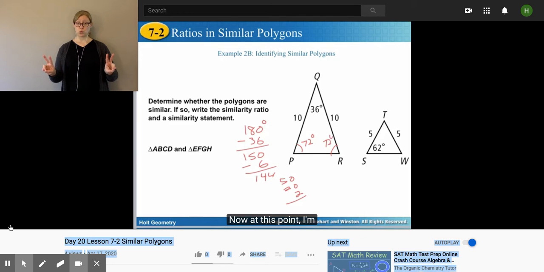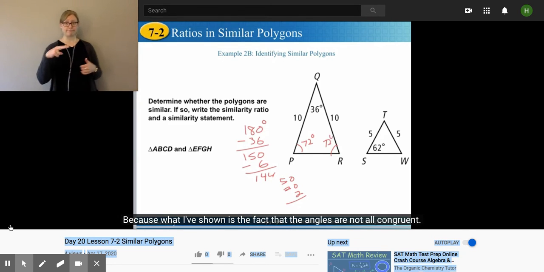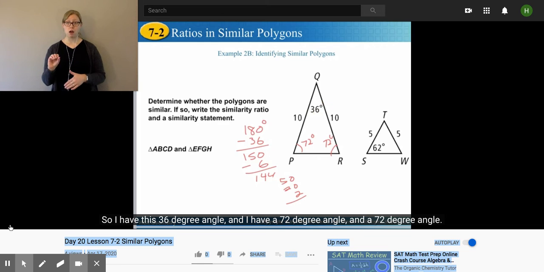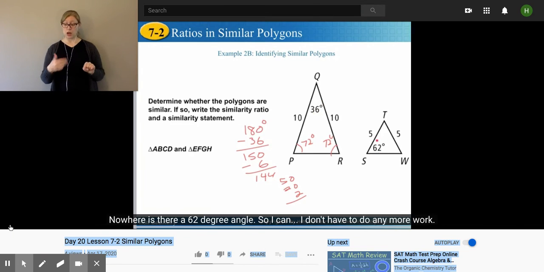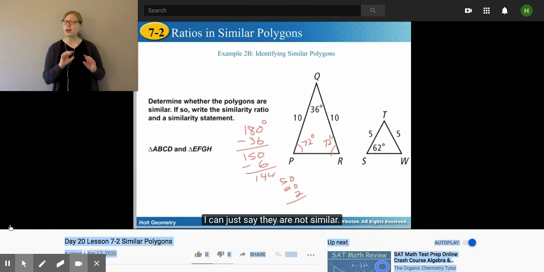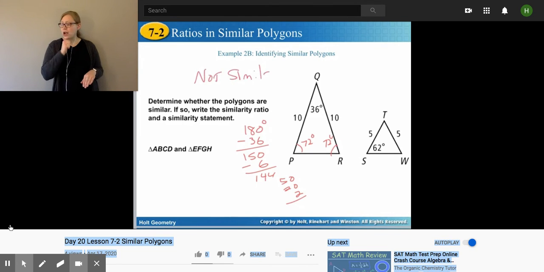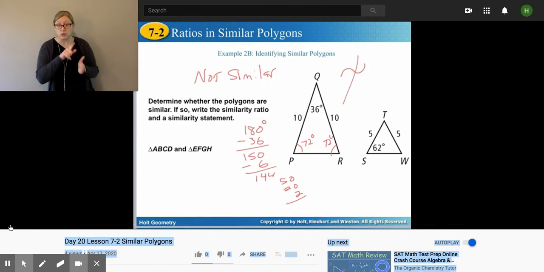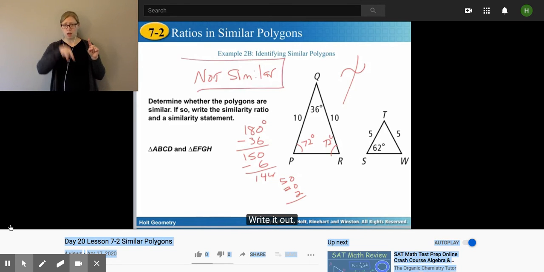Now at this point, I can stop, because what I've shown is, in fact, that the angles are not all congruent. So I have this 36 degree angle, and I have a 72 degree angle and a 72 degree angle. Nowhere is there a 62 degree angle. So I don't have to do any more work. I can just say they are not similar. And I would actually prefer that than using that statement with the line through it. Write it out.